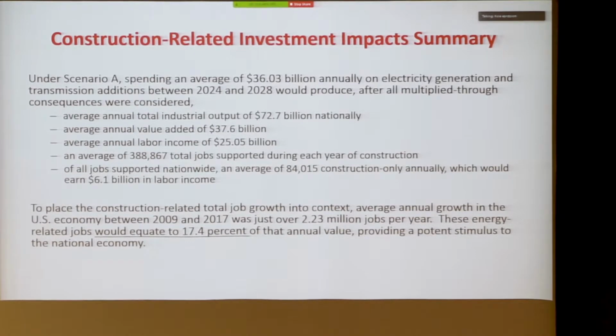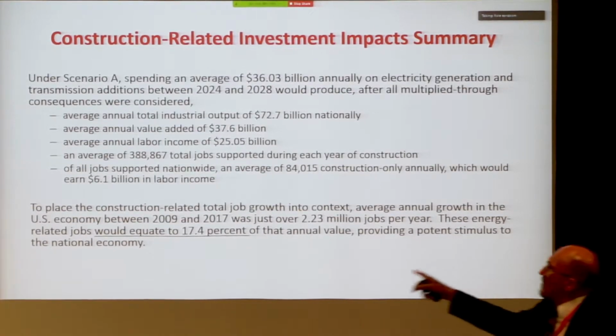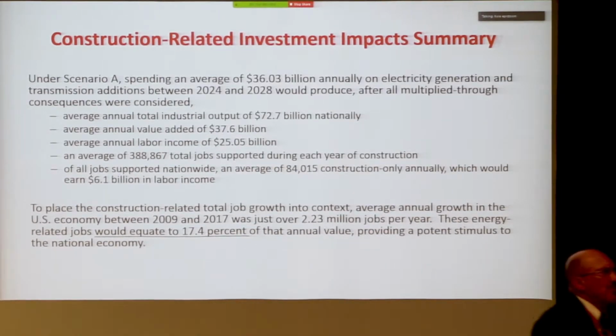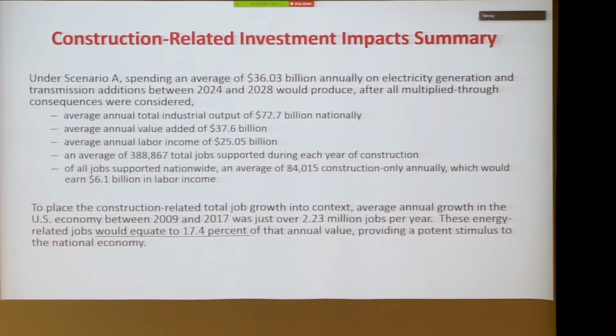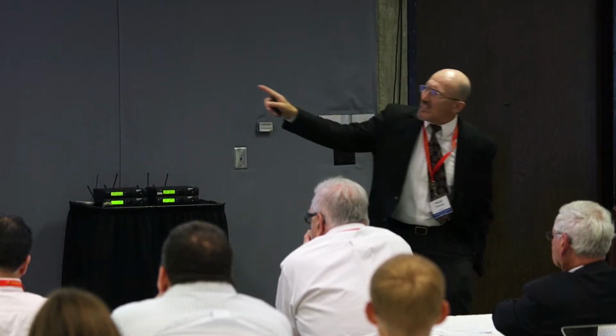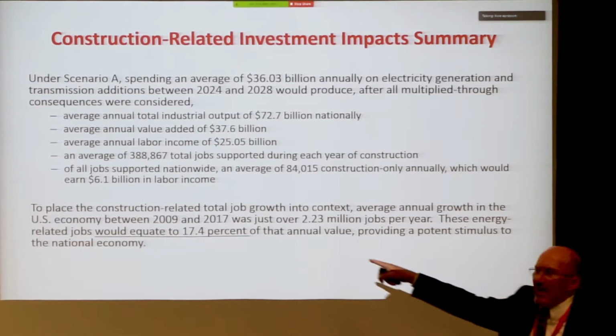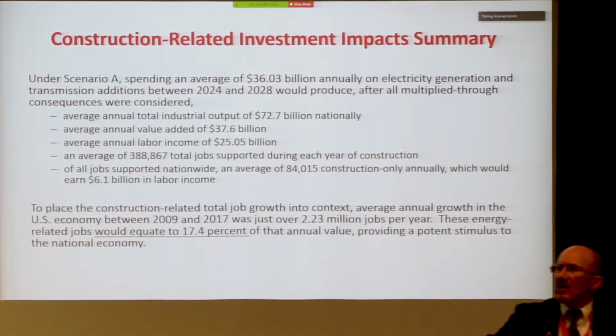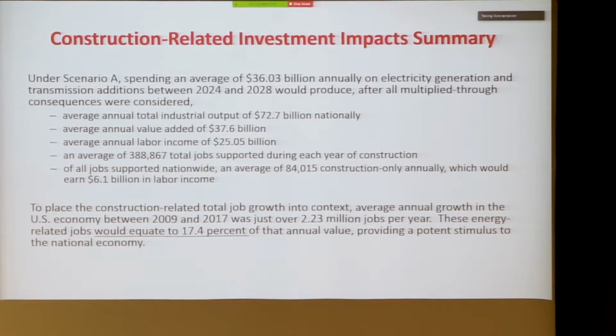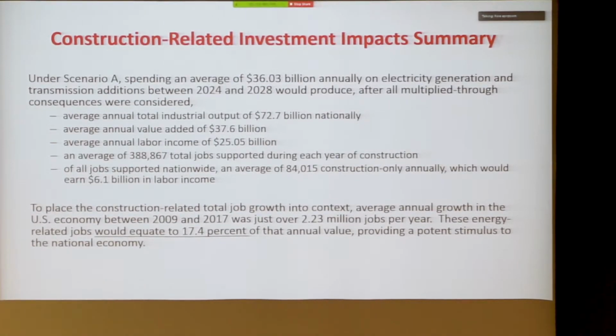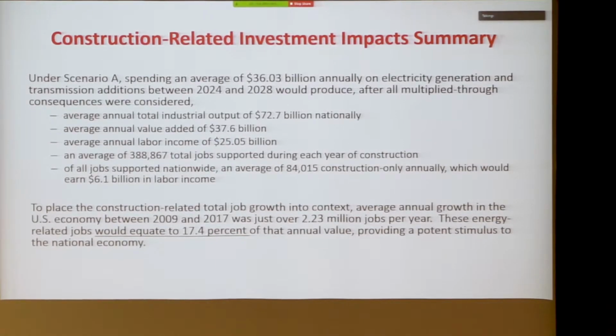Now, Jim asked me to put this into context. And I said, I don't know how to, well, okay. So the average number of jobs created in the United States from 2009 through 2017 was 2.3 million jobs. This level of job creation would amount to about 17.4% of that value. That's a huge amount. And that would be a very strong stimulus to the national economy. Now, that's not saying that the national economy could have grown by that much more, because if you're investing in this, you're not necessarily investing in that. We have opportunity costs. We have choices that get made. But the point is, it is a big number.